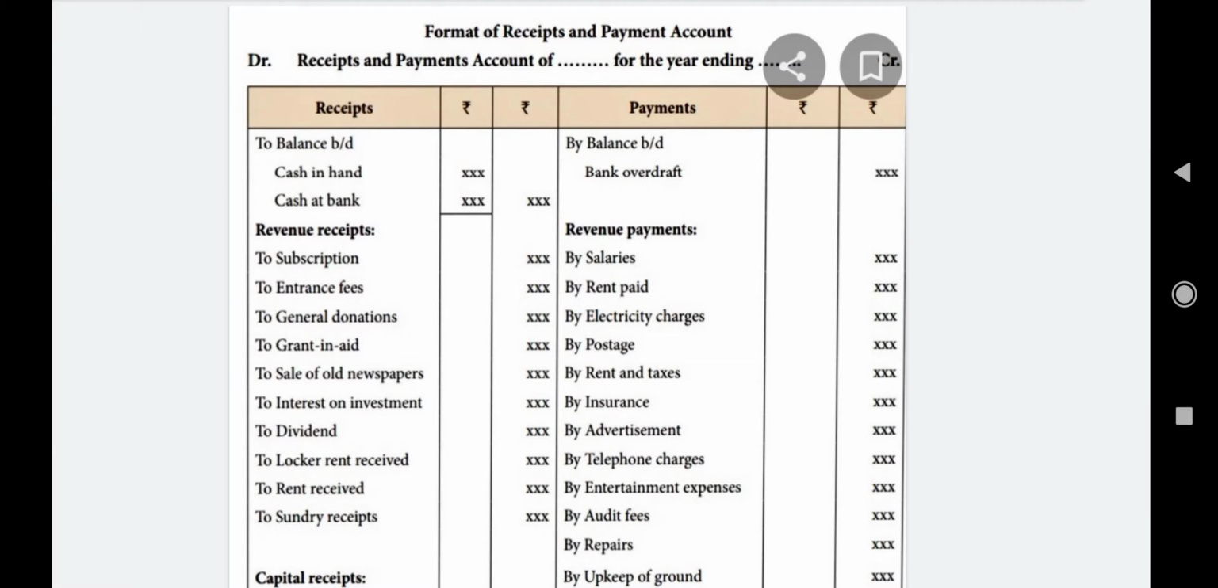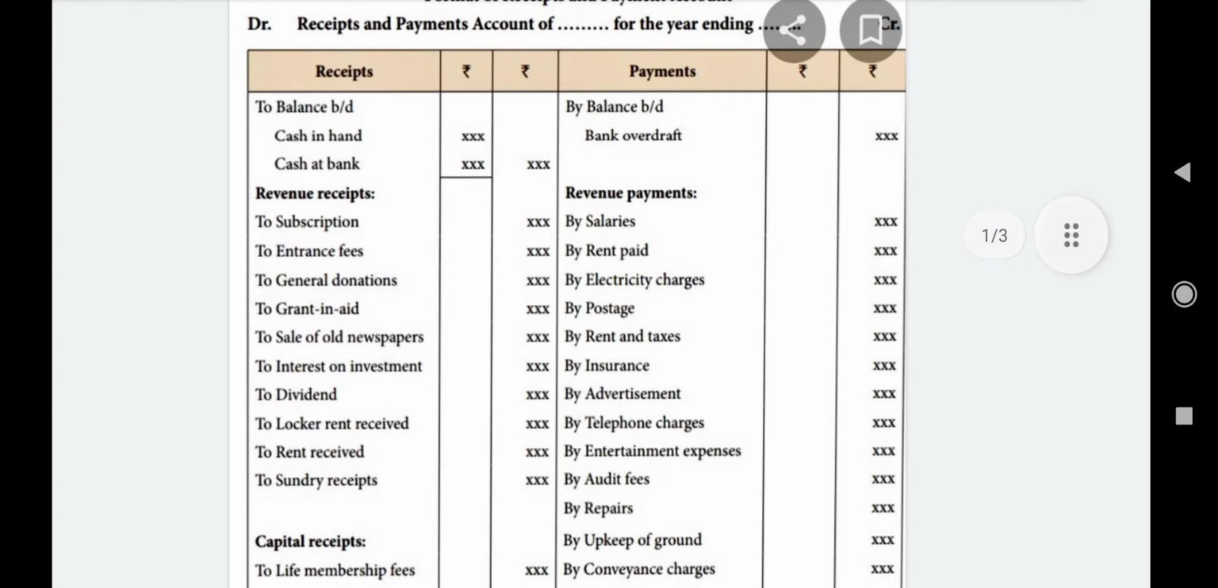Hello everyone. Today we will discuss the accounting for non-profit organizations. Under it, first I will tell you about the format of the receipt and payment account. The receipt side will be the debit side and the payment side will be the credit side. Means as in your business, whatever you receive should be debited, and whatever you pay should be credited. On the receipt side, first you will go with the opening balance.